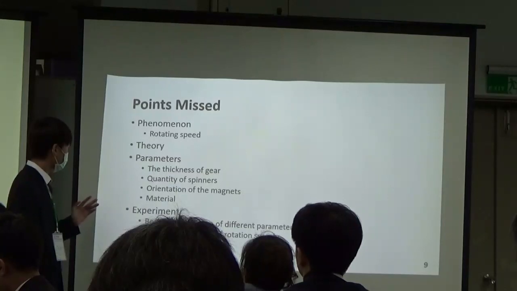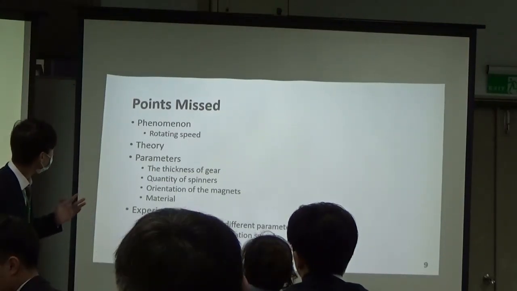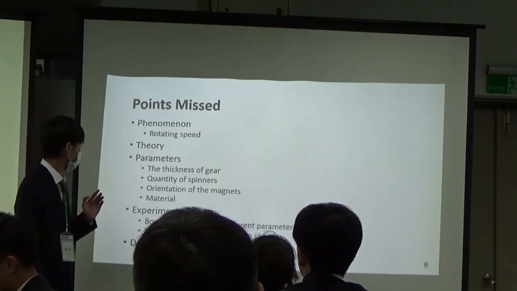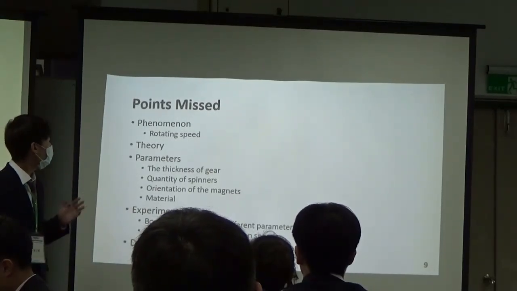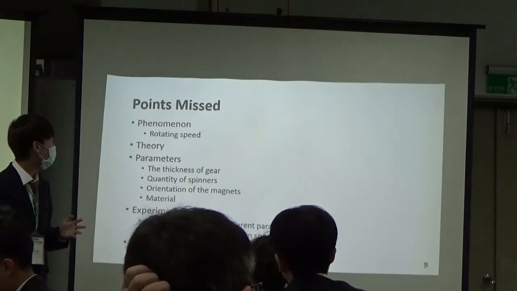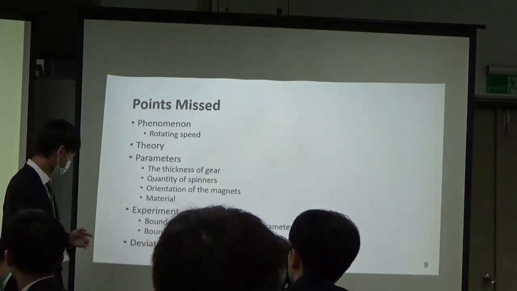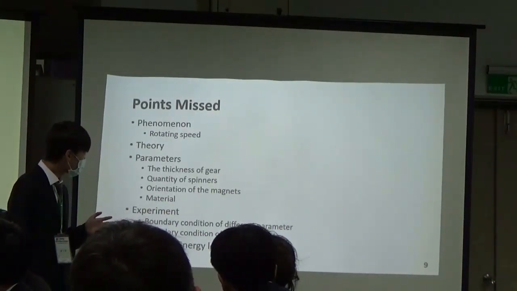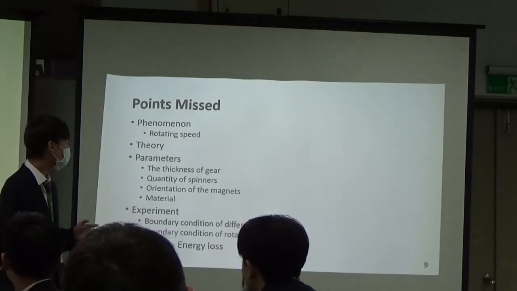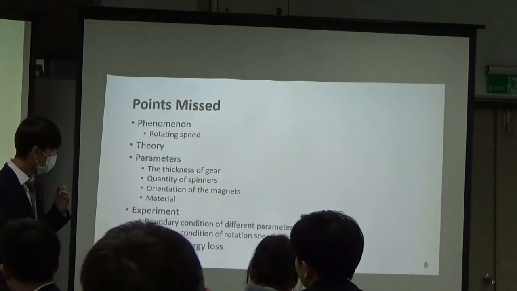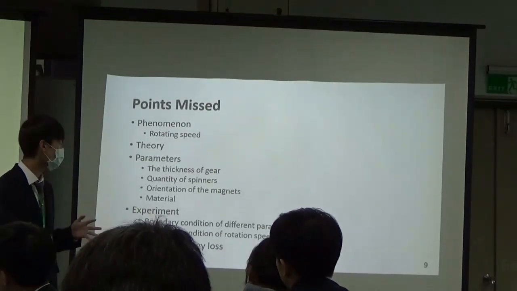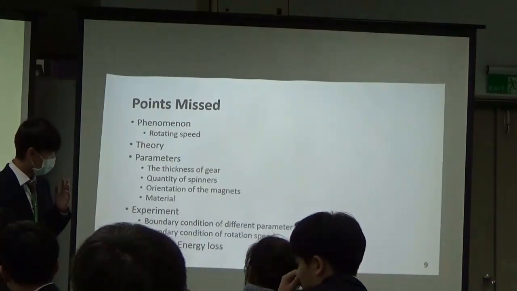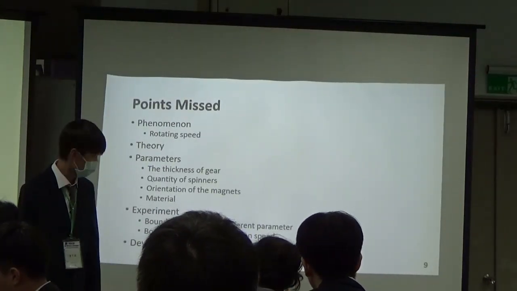And in the theory part, it didn't have theory. In the parameters part, it didn't measure the angular velocity of the passive gear at different gear thicknesses, the quantity of spinners, the orientation of magnets, and the material of the plates. And in the experimental part, it didn't find the boundary conditions of different parameters. And it didn't take the deviation into consideration, which I think will have a considerable error. Thank you.